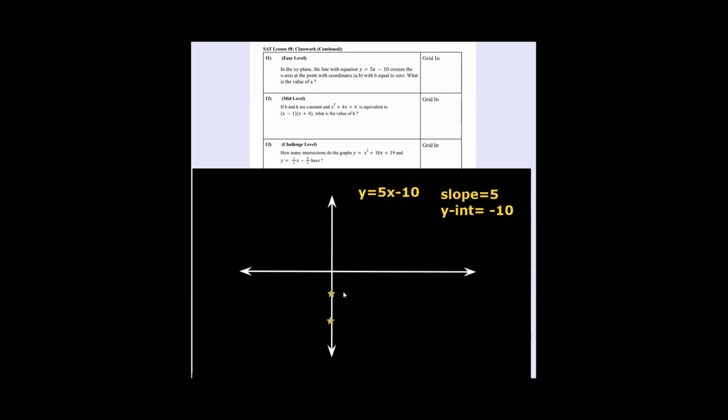Since it's going up by 5 and 1 unit to the right, and up by 5 and 1 unit to the right, and up by 5 and 1 unit to the right, I can approximate a quick sketch of the line like so. But since we want to know the value of a when b equals 0, we want to know this point, (a, 0), which is here in the picture, which I'm drawing as an ordered pair right here, (a, 0).